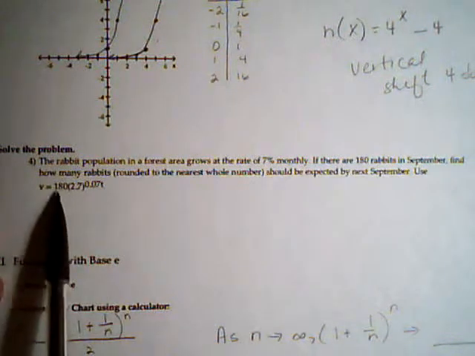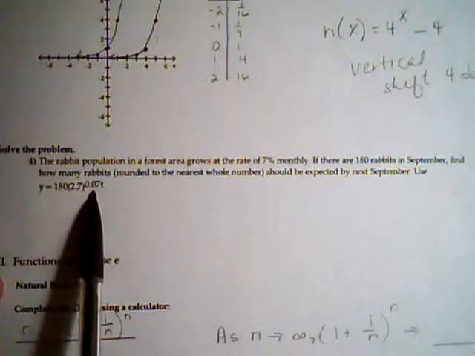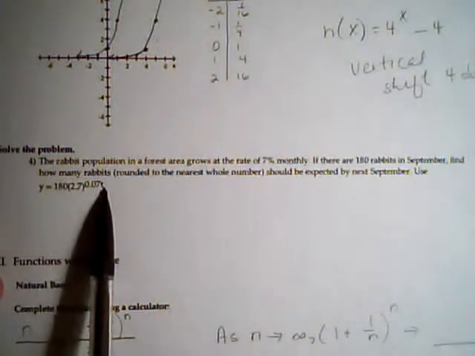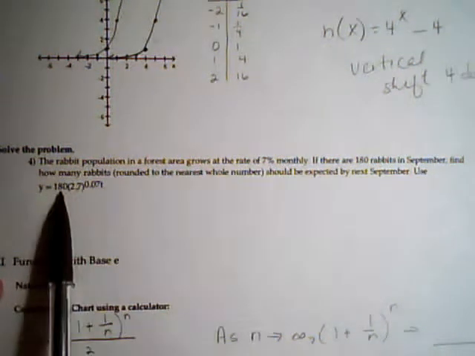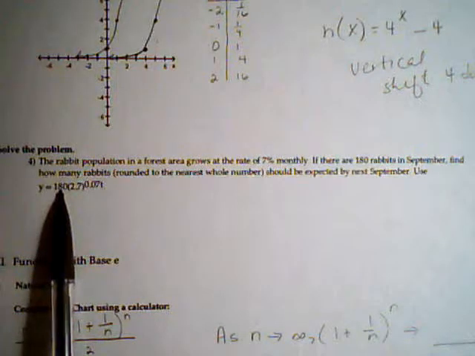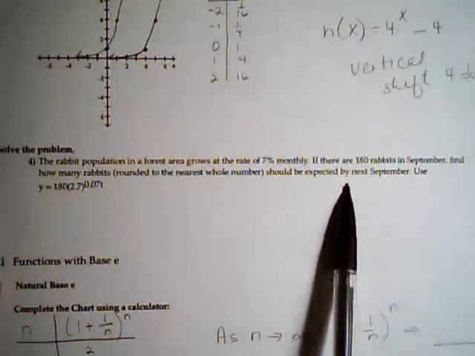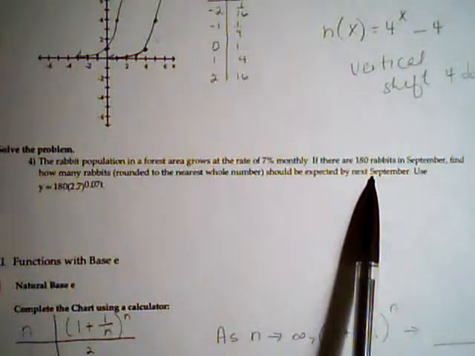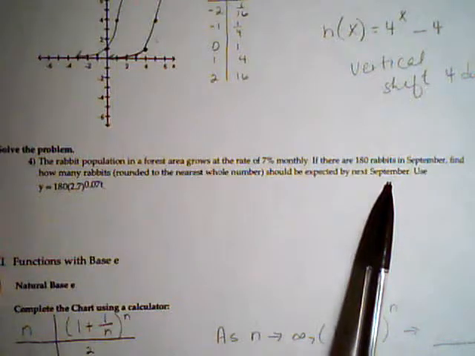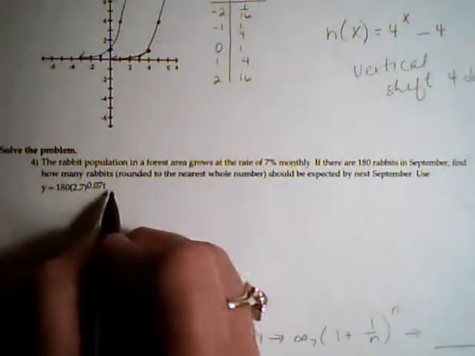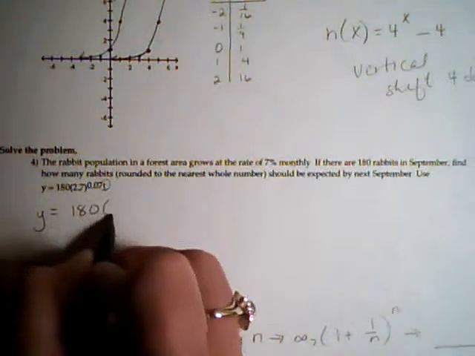Okay, so it has y equals 180 times 2.7 raised to the 0.07 times t. Okay, the 0.07 was our rate, and 180 was the amount of rabbits that we had in September. Okay, if we want to know how many we have by the next September, how many months have passed between those? Well, 1 year or 12 months. So in the place of t, I'm going to substitute a 12.